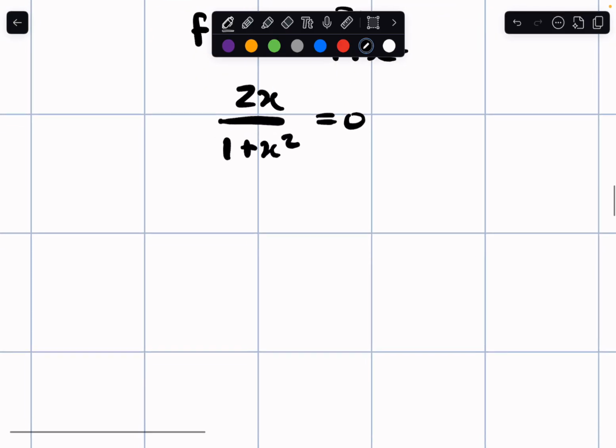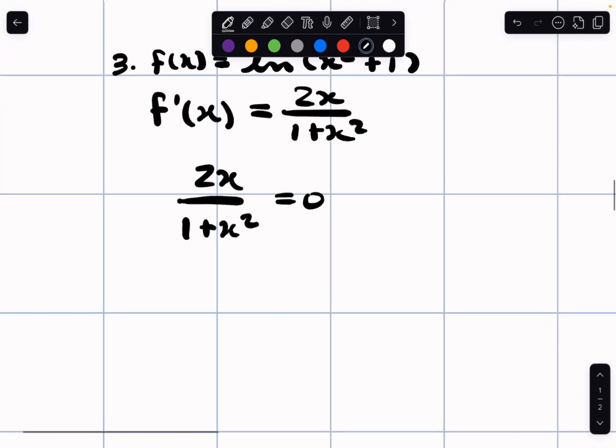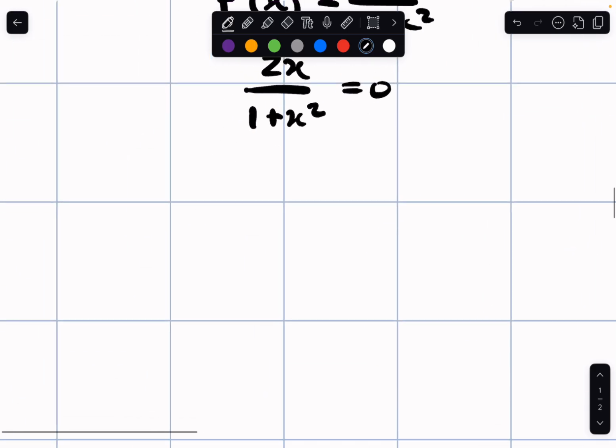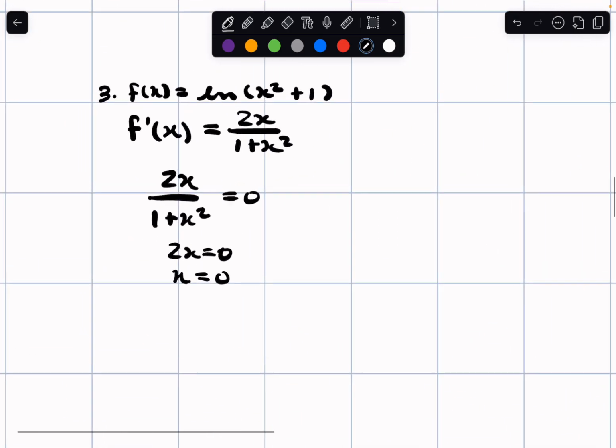We don't have to add any restrictions to the bottom because our restrictions would be the imaginary number i, and that doesn't matter because in calculus we work in real numbers, at least for right now. So 2x is equal to 0 and x is equal to 0. So all we have to do is check 0.